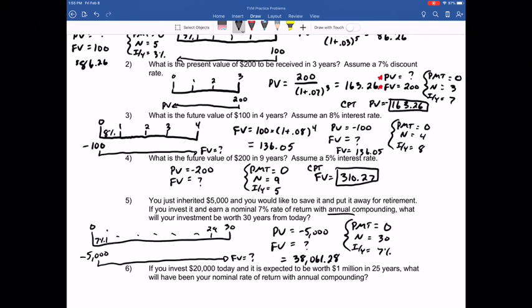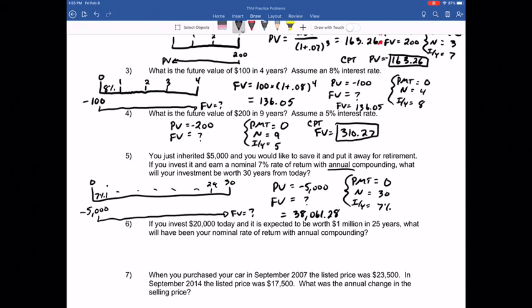Okay, so those are our present value and future value calculations. Sometimes in finance, you may want to know what type of rate of return you have received. Okay, yeah, this next problem does deal with calculating the rate of return on an investment. So I invested $20,000 today, and I expect it to be worth $1 million in 25 years. I want to know what rate of return I got over this 25-year period.